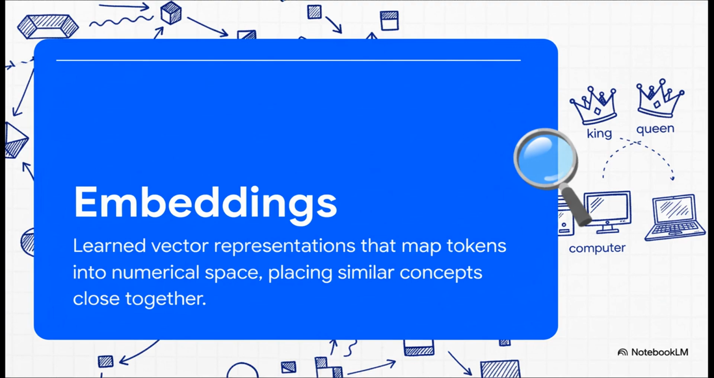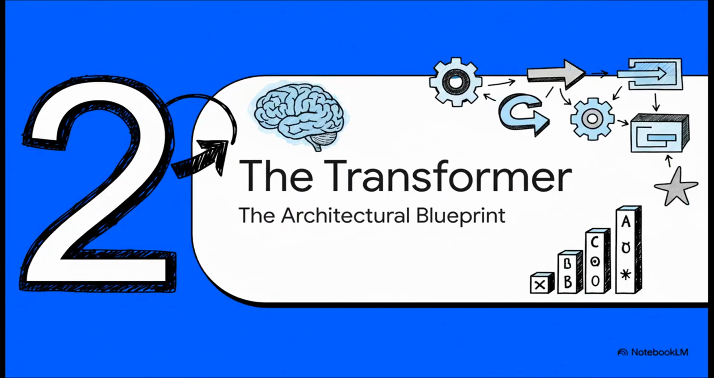Okay, so the machine has its tokens, but you can't do math on letters, right? So the next step is to translate these tokens into numbers, and it does that using something called embeddings. The best way to think about this is like a giant multi-dimensional map, where every single token gets a specific coordinate. And this is how the model captures meaning. Tokens with similar concepts like king and queen or computer and laptop get placed very close to each other on this map.